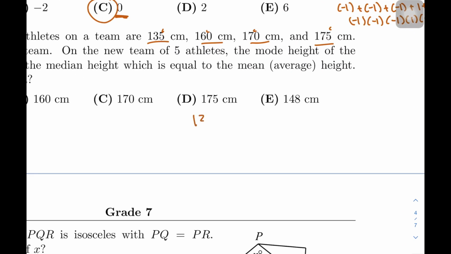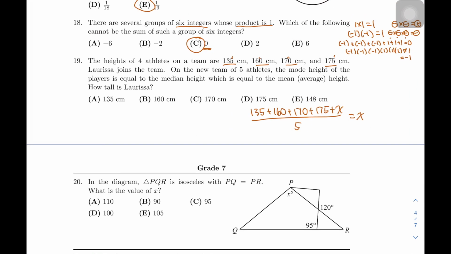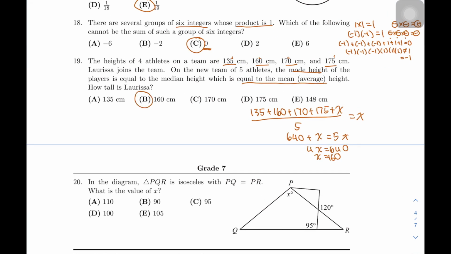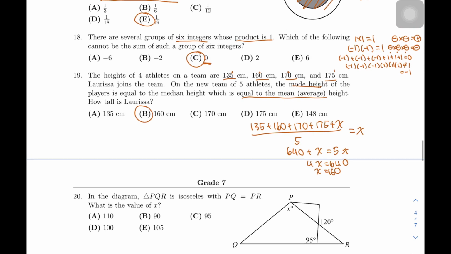But let's first set the equation. So 135 plus 160 plus 170 plus 175 plus, let's let Larissa's height equal x, over 5 equals x, because you know that the mode is equal to the mean or the average. If you rearrange this equation, you get 640 plus x equals 5x, 4x equals 640, so you know that x equals 160. So then B is the correct answer.